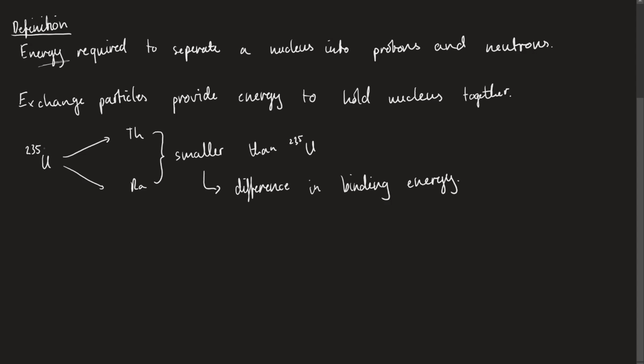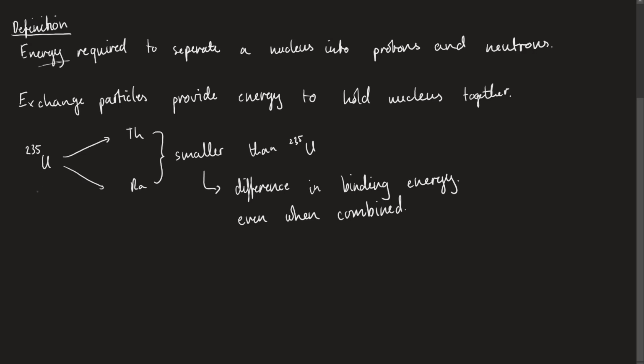Because the binding energy required for uranium-235 is going to be much bigger than the binding energy for thorium, and much bigger than the binding energy for radon. And actually what we find is that even when combined, the total binding energy of thorium and radon is not close to the binding energy of uranium-235. And by this logic, that surely means by splitting the atom, we've now released energy somewhere.